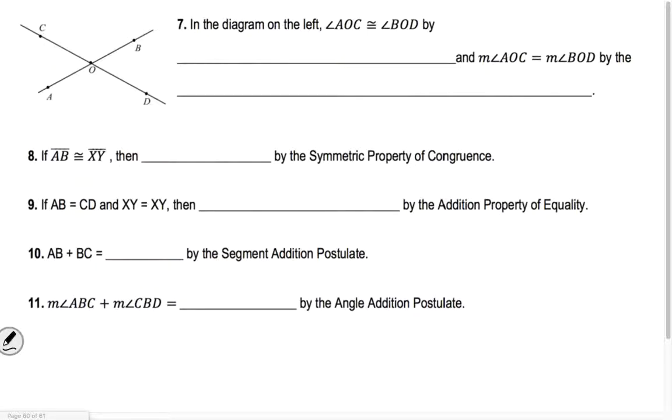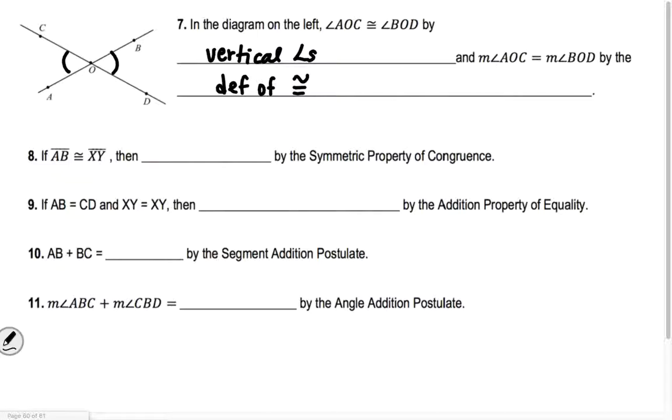All right, so number 7, in the diagram on the left, angle AOC is congruent to angle BOD. So AOC, this one, is congruent to BOD, this one. Rhett, what do you think? It's congruent by what? I would say by vertical angles, or vertical angles theorem. And measure of angle AOC is equal to BOD by the definition of congruence. So once you have the first things true, then you can say definition of congruence on the other.